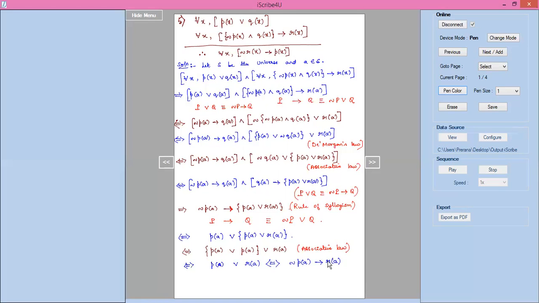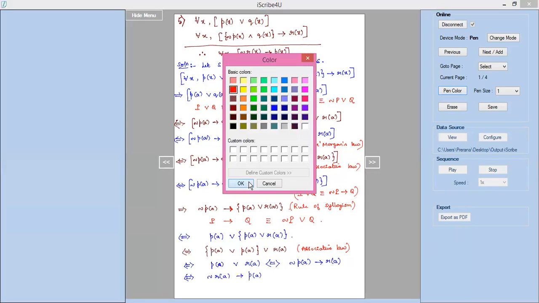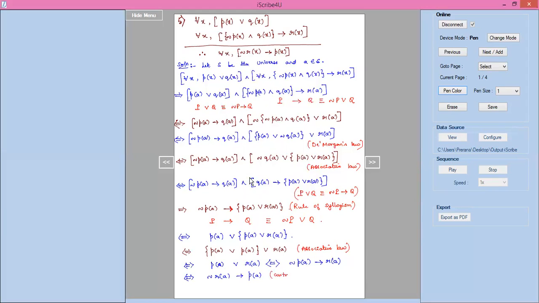Now using contrapositive, how can we write it down? This can be rewritten using contrapositive as negation R of A conditional P of A. And of course, in the previous step, I used the formula P or Q is logically equivalent to negation P conditional Q. In this step I have used contrapositive. P conditional Q contrapositive is negation Q conditional negation P.